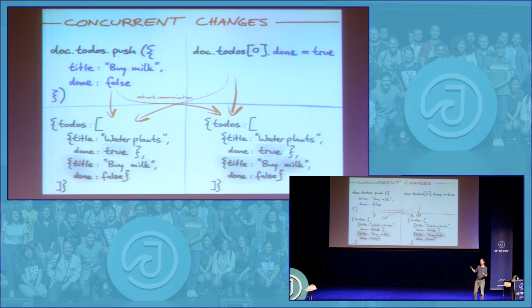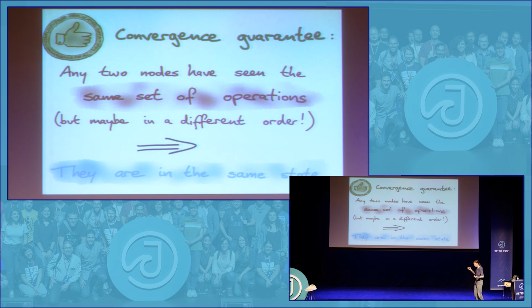And so in this case, a reasonable way of resolving those changes is fairly obvious. Of course, you apply the second to-do list item on the right-hand side, and you apply the done is true on the left-hand side, and that way all of the changes have been applied and combined together. So formally, what we call this is convergence, as I said earlier.